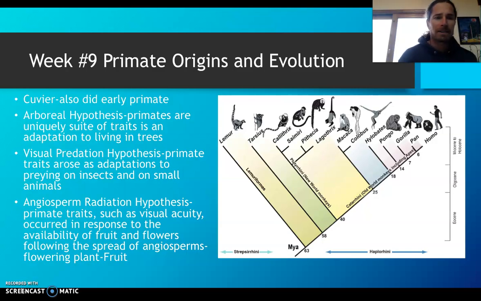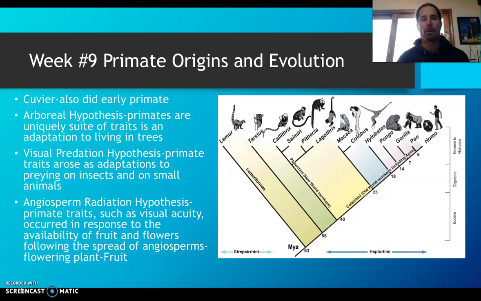We talked about Cuvier last year. He also did early primate studies, and what we're going to get here is three different theories or hypotheses about why primates emerged. Primates emerged out of, I would say, a squirrel or shrew-like creature that was tree adapted but lacked the opposable thumb. If you think of squirrels or raccoons, animals that can be in both environments, it's probably a good way to look at this.